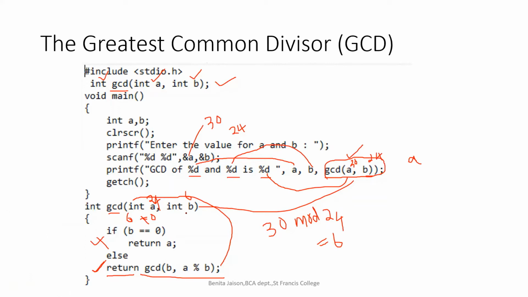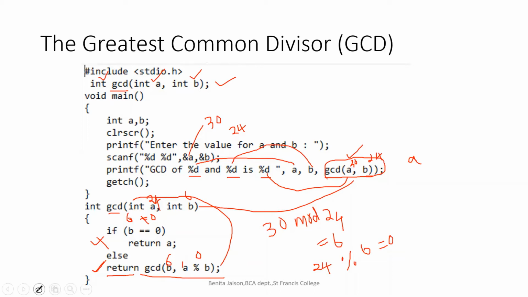What is the current value of B? The current value of B is 6. Now, what is the second argument? A mod B. The current value of A is 24. I'll write it here: A mod B, A is 24, mod B, and B is 6 in the current iteration. 24 mod 6 is equal to 0. So you will substitute the value 0 over here. So we are calling GCD 6, 0.